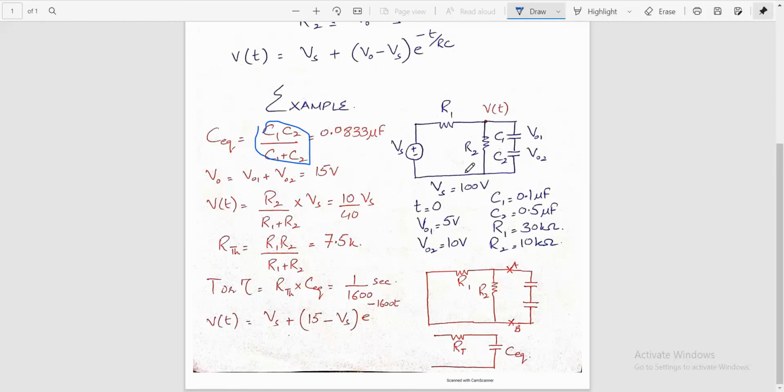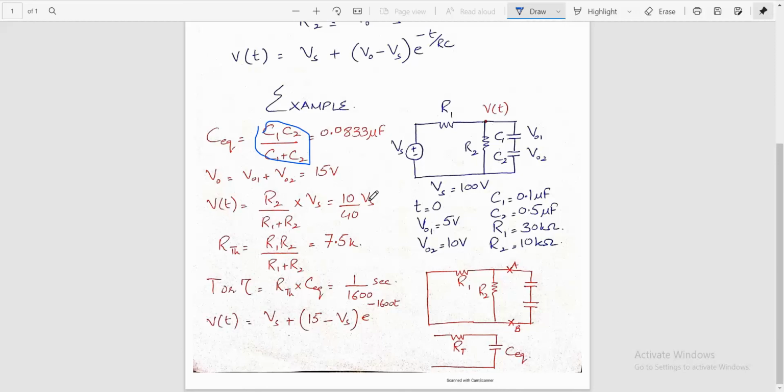Another thing that is related to the discussion that we did above is the initial condition. The initial condition of both the capacitors states that the capacitor C1 is charged at some voltage, 5 volts, and C2 is charged at some voltage, 10 volts. So the total voltage on both the capacitors combined is equal to 5 plus 10, that is 15 volts.